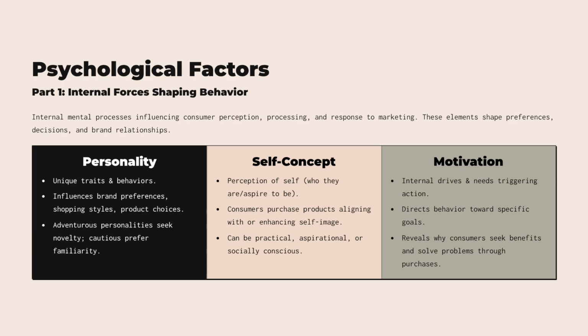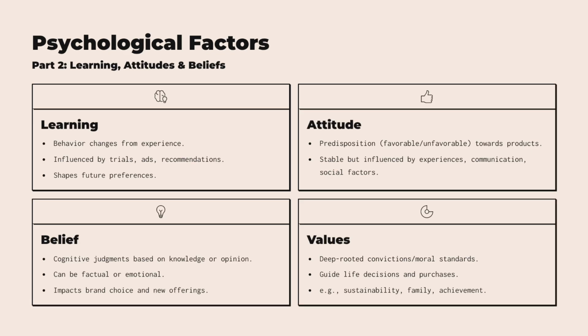Third is motivation. As we touched on earlier, this is the set of forces causing people to behave in a certain way. It is the drive that arouses enthusiasm to pursue a particular course of action. Continuing with psychological factors, fourth is learning. This is a permanent modification in behavior resulting from practice and experience. If a consumer tries a product and likes it, they learn, and they buy it again.